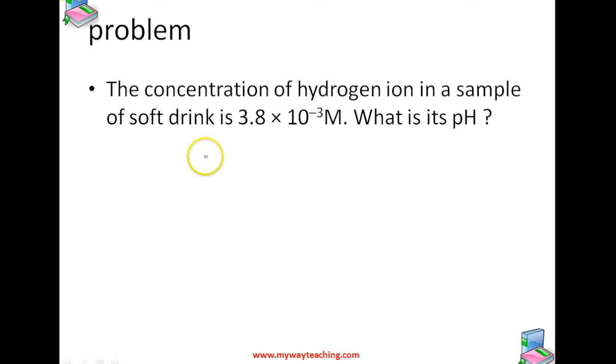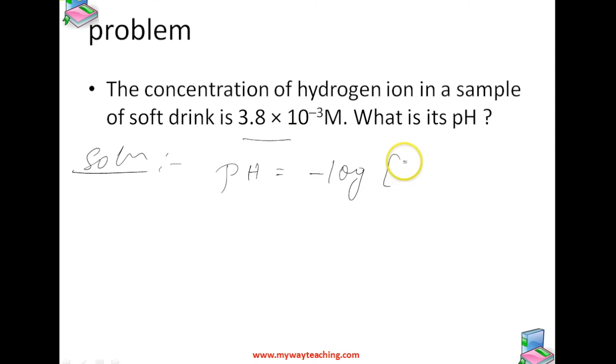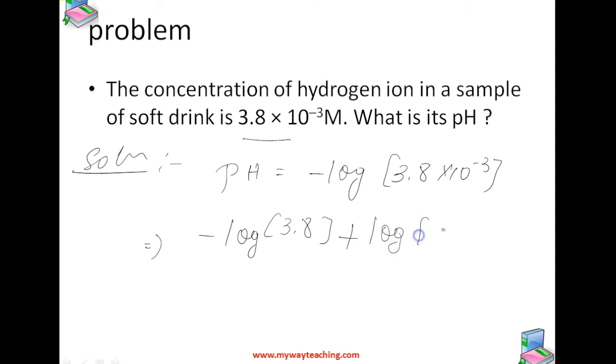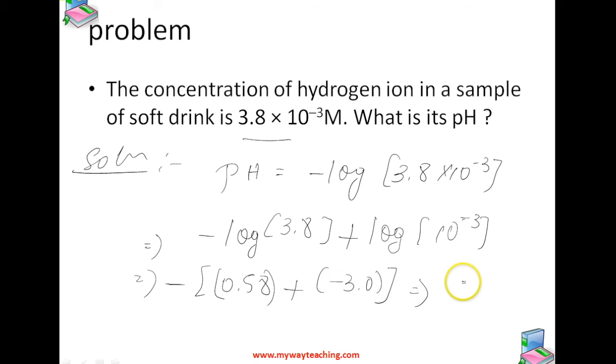Next, consider the problem. The concentration of hydrogen ion in a sample of soft drink is 3.8 into 10 raised to minus 3 mole. What is its pH? So I will write down the solution here. You know, pH is equal to minus log of what is the value they have given, 3.8 into 10 raised to minus 3. You can write it like minus log of 3.8 plus log 10 raised to minus 3. Then this one is minus, the value of log 3.8 is 0.58, plus log 10 raised to minus 3 is minus 3.0. So after solving this, you are getting 2.42. Therefore, the pH of the soft drink is 2.42, and it can be inferred that it is acidic. Okay.